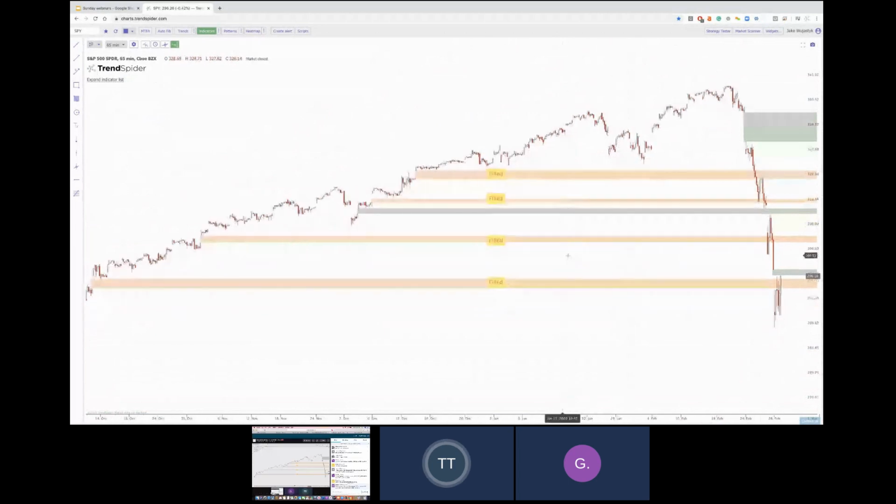Nick, I'm sure, has a slightly different approach, even though I think he uses gaps a lot. Gaps are generally my first levels that I'm looking at.